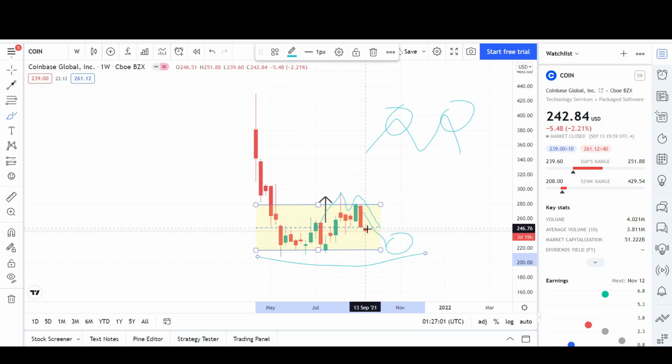Let's just say we don't go lower, then where can we go? We're going to go back up to the top of the range, most likely right around the 280 level. But as of right now, it looks like we're going to continue lower, and if anything changes, I'll give you guys an update.